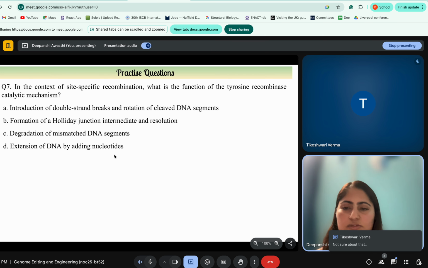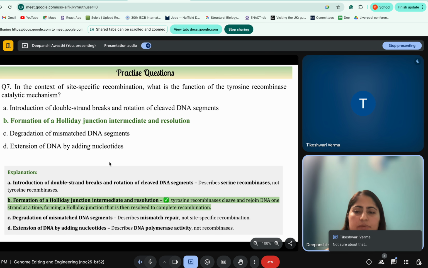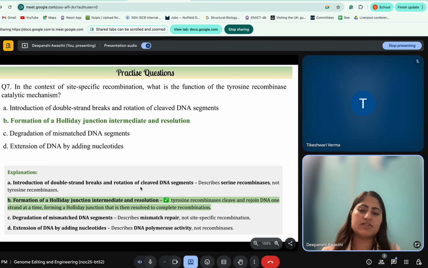Okay, now let's see. The right answer is option B, the formation of Holliday junction intermediates and resolution. If we talk about option A, they mentioned introduction of double strand breaks and rotation of cleaved DNA segments. Rotation takes place in the serine recombinases and not in tyrosine recombinases. And if we talk about Holliday junction intermediates, then yes, in the case of tyrosine recombinase, we have seen how the Holliday junction intermediates are formed.